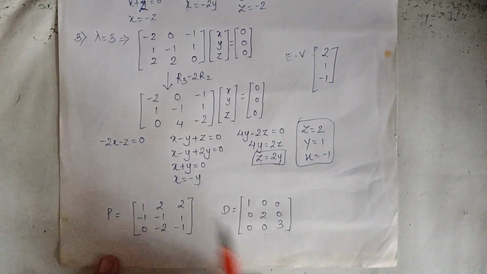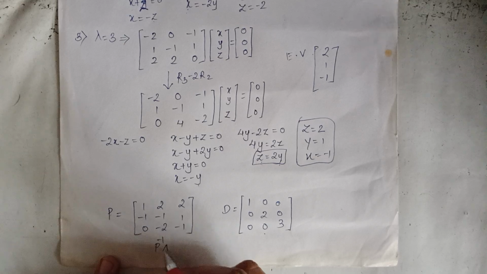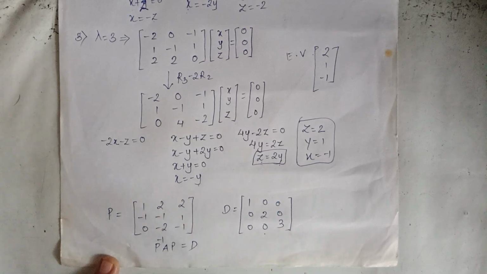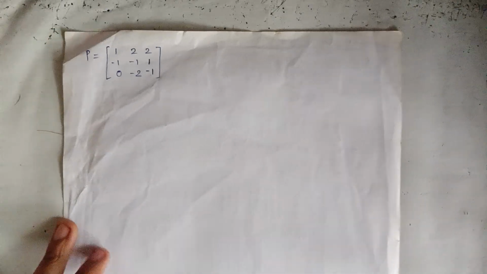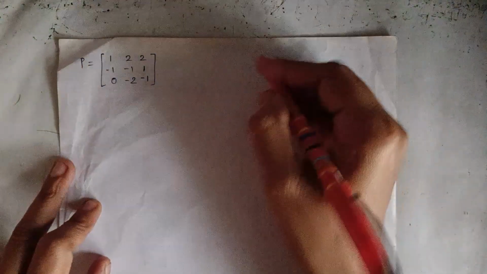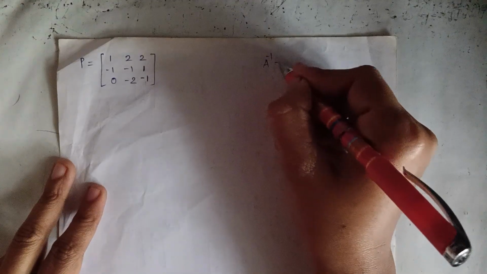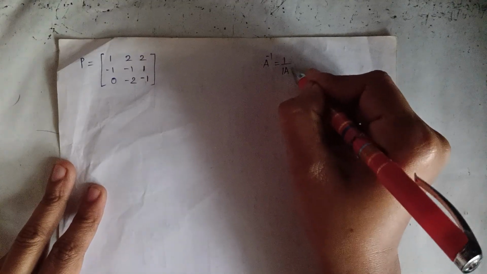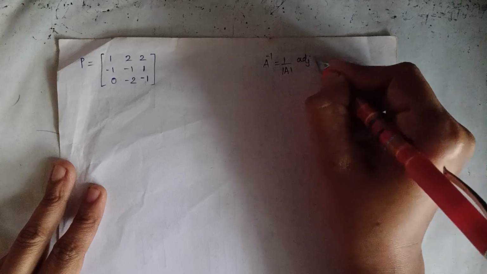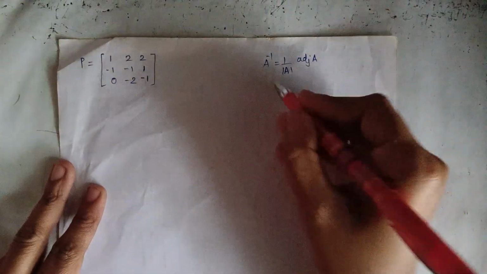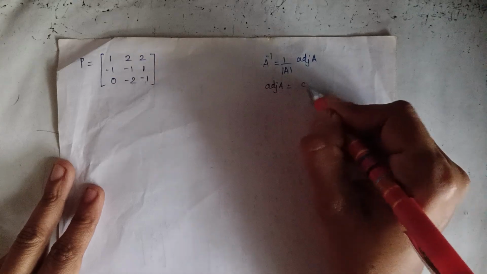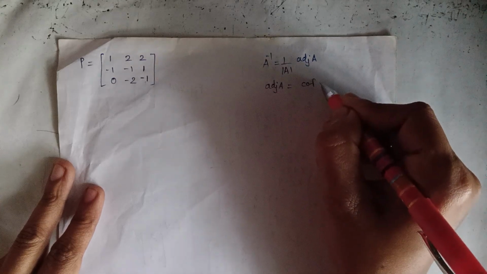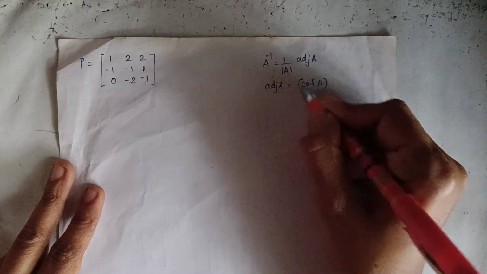So we have to show that P inverse AP is equal to D. Okay, so let's find out P inverse. How to find the inverse of a matrix? There is a formula, right? A inverse is equal to 1 upon determinant of A into adjoint of A. What is adjoint of A? Adjoint of A is the transpose of the cofactor matrix of A.